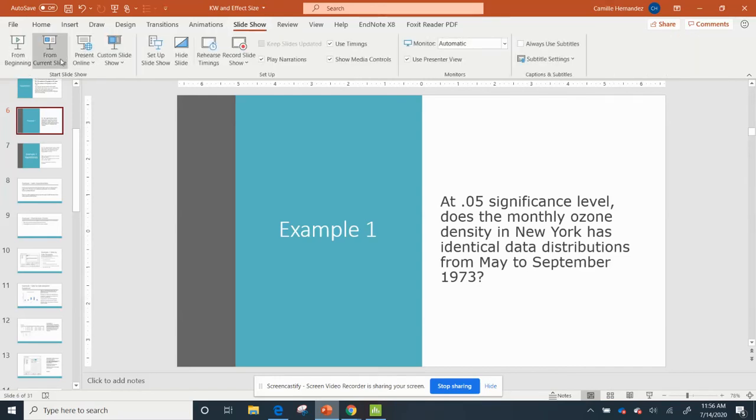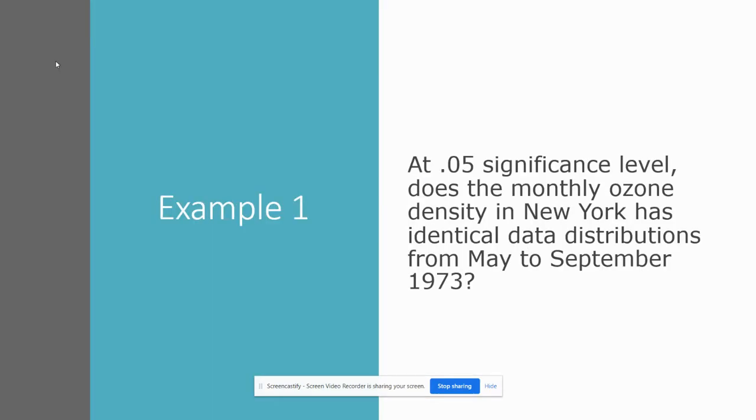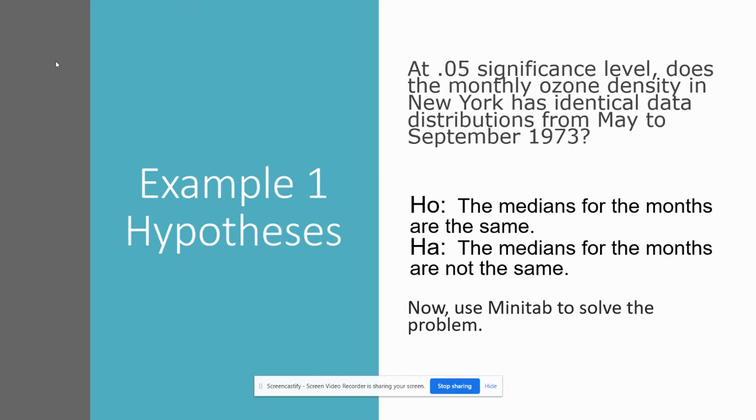So let's keep going, and we're going to talk about this example one. At the 0.05 significance level, does the monthly ozone density in New York have identical data distributions from May to September of 1973? Okay, so here are my hypotheses. The null is the medians for the months are the same, and the alternative is the medians for the months are not the same.